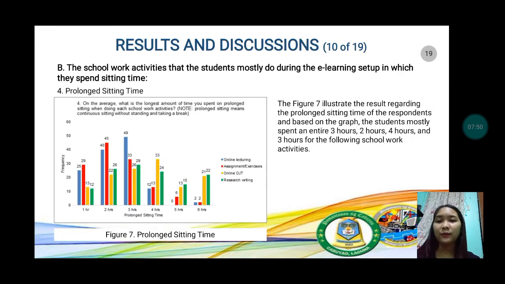Prolonged sitting time. Figure 7 illustrates the result regarding the prolonged sitting time of the respondents. Based on the graph, the students mostly spend an entire 3 hours, 2 hours, 4 hours, and 3 hours for the following schoolwork activities. The majority answered that they spend 3 hours of prolonged sitting time in doing their online lecturing.